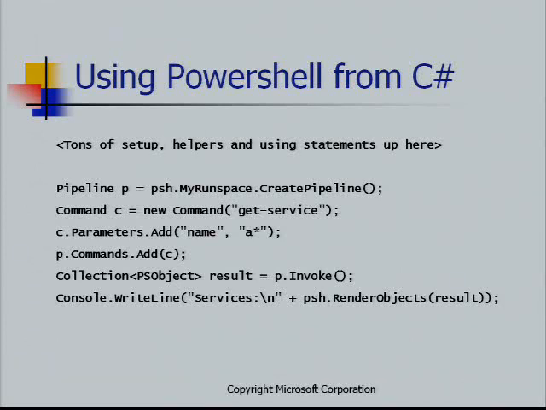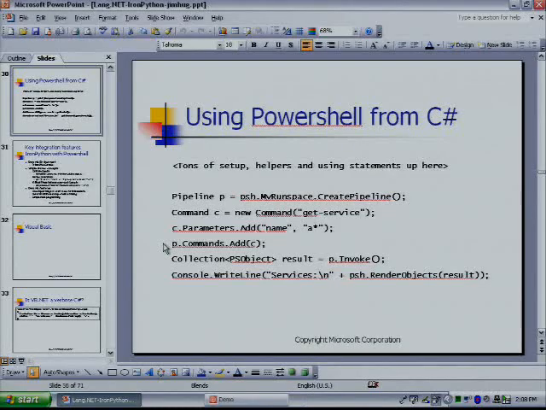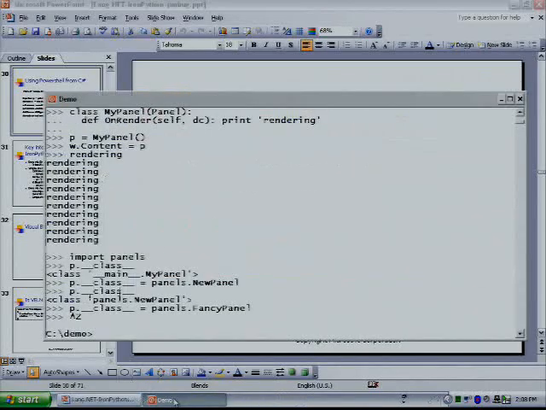So here I go. I create a pipeline. I create a get service command. I add the parameter Name is a star to the pipeline. I invoke the pipeline, and then I render the objects of the result. And that's how I do get services from C# and Monad. PowerShell. PowerShell has recently changed its name from Monad to PowerShell. I'm still working on it.